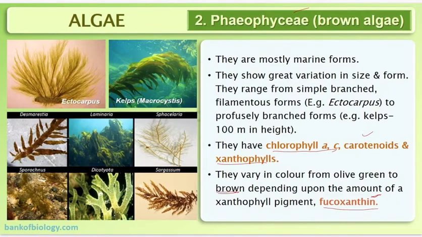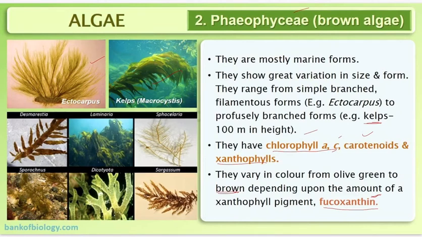They are mostly marine. Okay, there we have seen freshwater. Here it is marine, means they grow in sea water or oceans. They show great variation in size and form. They range from simple branched filamentous forms, example Ectocarpus, you can see the filamentous, to profusely branched forms like kelp, again very highly nutritive algae. It is used in many Ayurvedic medicines.